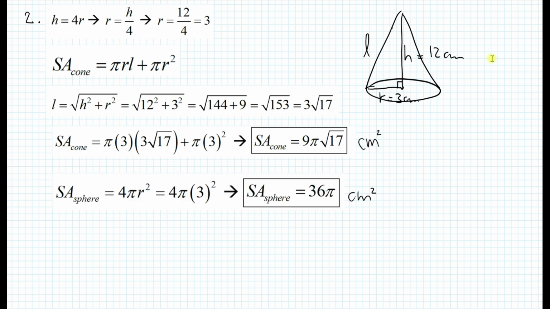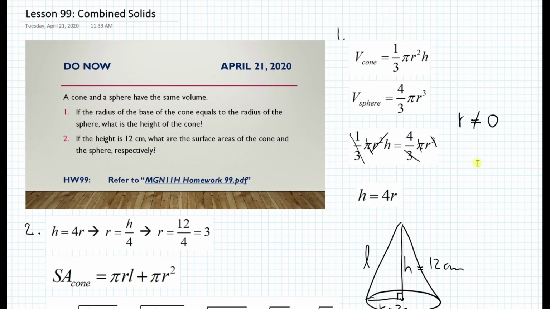And in a similar manner, we can now find the surface area of the sphere, which we learned the day before is equal to 4 pi r squared. So we just substitute 3 centimeters for the radius, and we obtain a surface area of the sphere equal to 36 pi centimeters squared. Okay, so this was the answer to the Do Now.